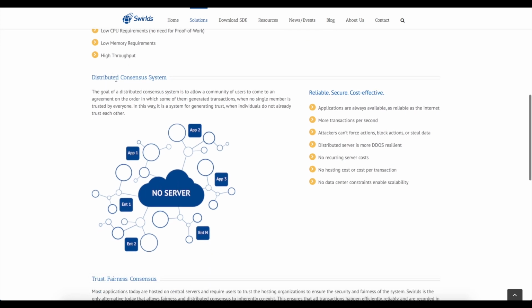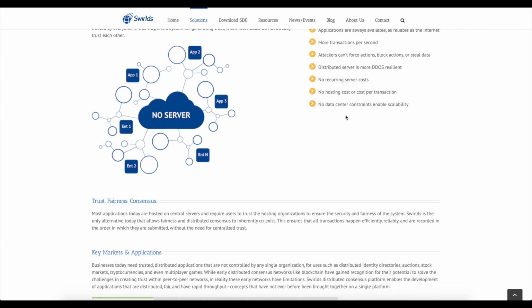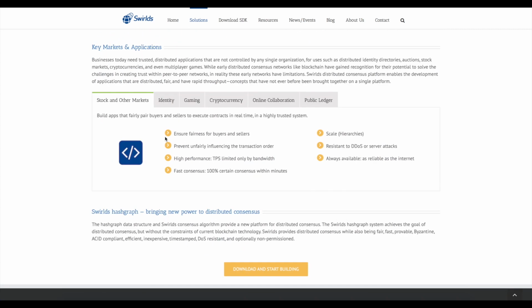So here we have distributed consensus system. Applications are always available, as reliable as the internet. More transaction per second. Attacker cannot force action, block action, or steal data. Distributed server is more DDoS resilience. Already covered those points. No recurring server cost. No hosting cost or cost per transaction. No data center constraint. Enable scalability. Amazing. So we have what else?